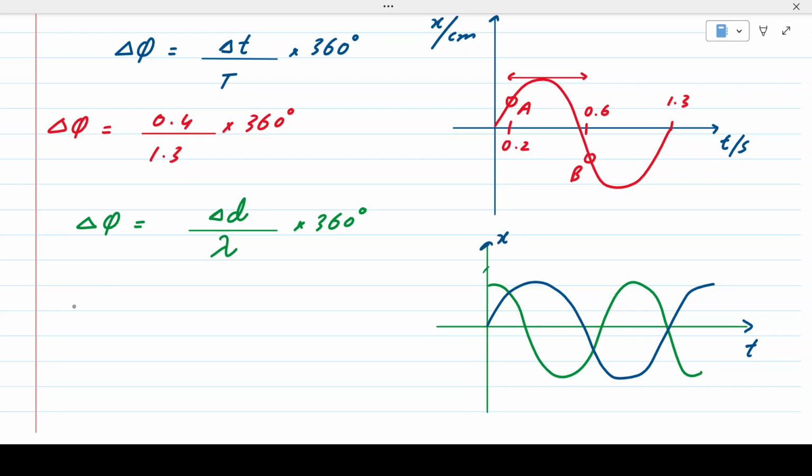Very easy, you use the same formula: delta t in this case divided by capital T multiplied by 360. Let's say one wave is completed in 0.5 seconds, so that is the time period, and the time period for both of the waves should be the same. Only then can you find the phase difference.